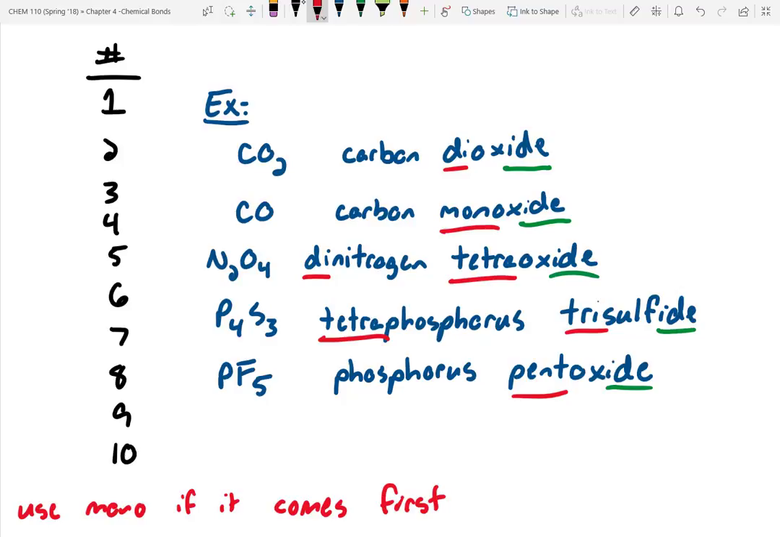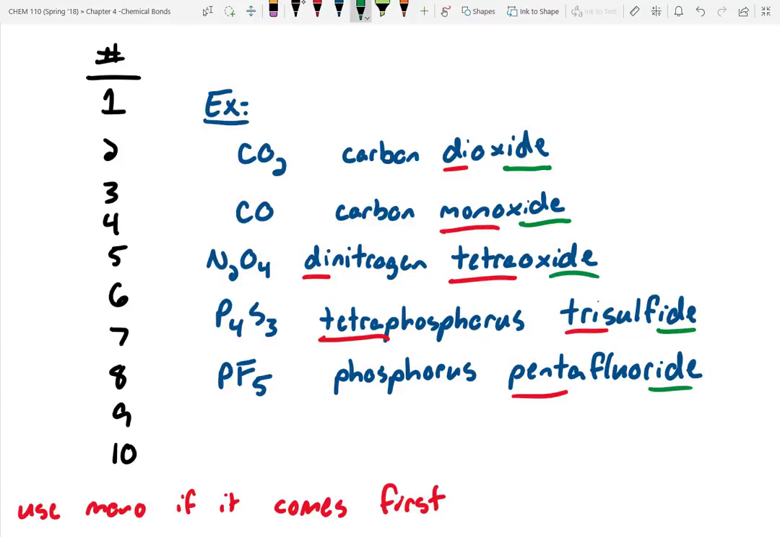Make sense? Why does it become oxide? Oh, sorry. Holy cow. Yeah, I was like, this is good that I keep you guys around. You keep me honest. Pentafluoride. Thank you. There we go. That looks way better. So it'd be phosphorus pentafluoride.